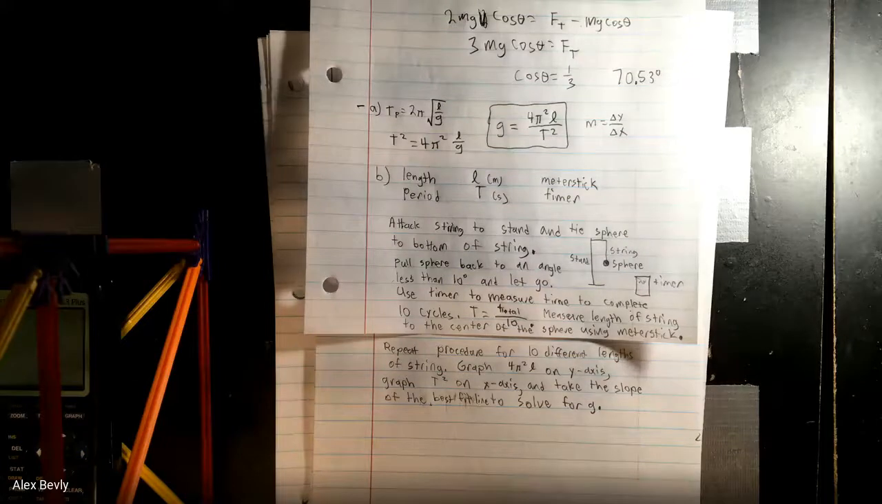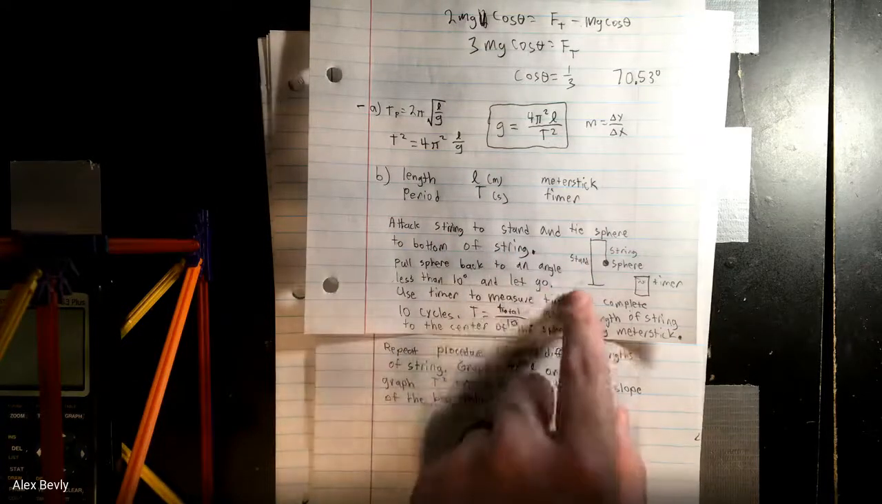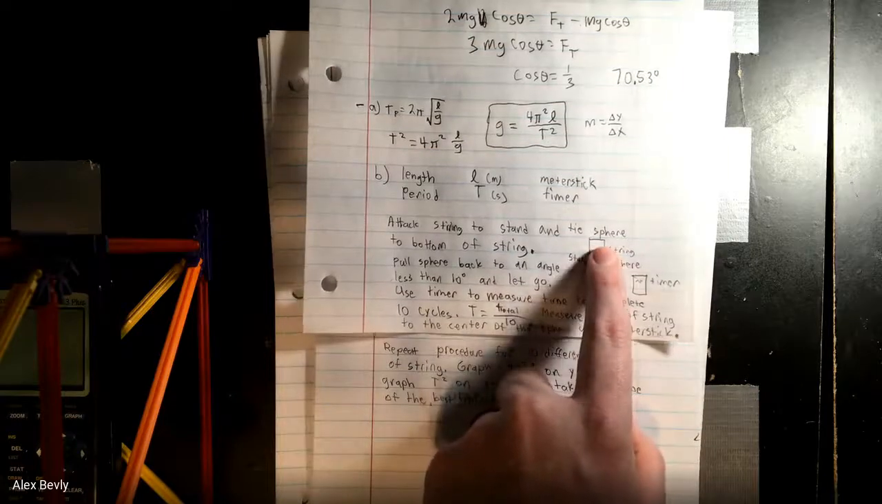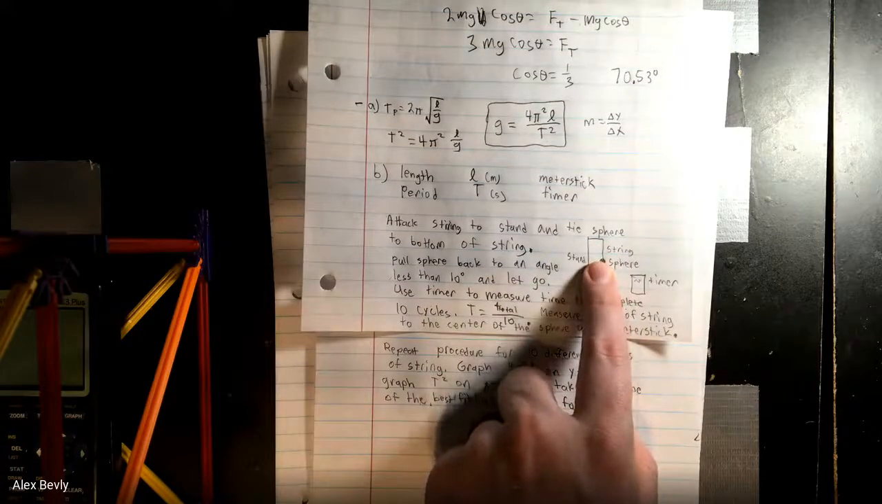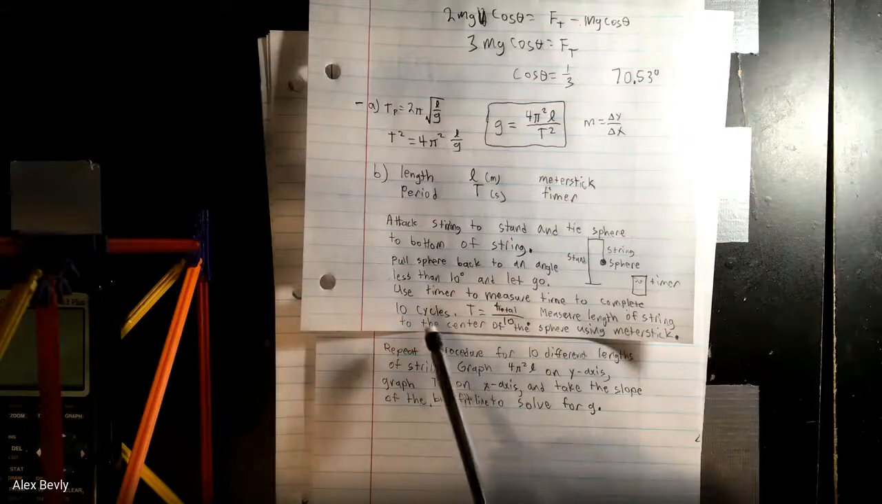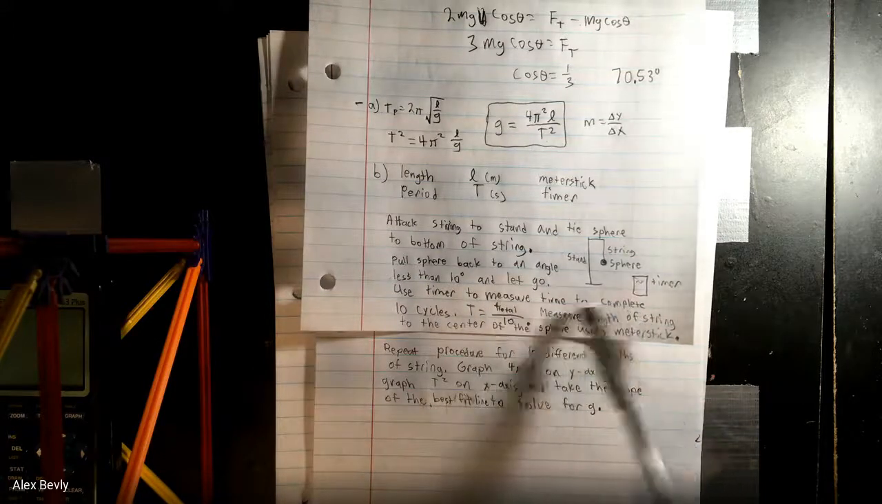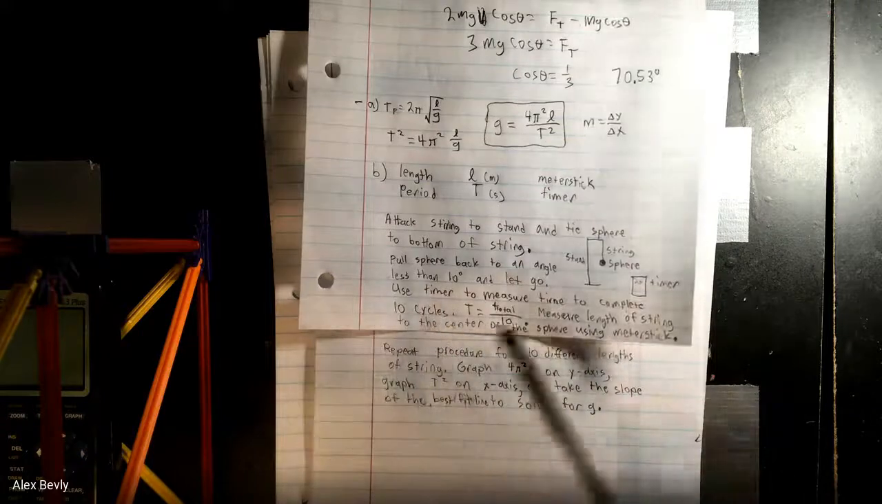So we start with our setup, which should just be really simple and to the point. We just have a stand, we tie a string to the stand, and we tie the sphere to the string. We pull the sphere back a small angle, less than 10 degrees, otherwise it won't be simple harmonic motion. We let go. What do we measure with what? Well, we measure time with the timer. We let it go 10 cycles to reduce uncertainty.